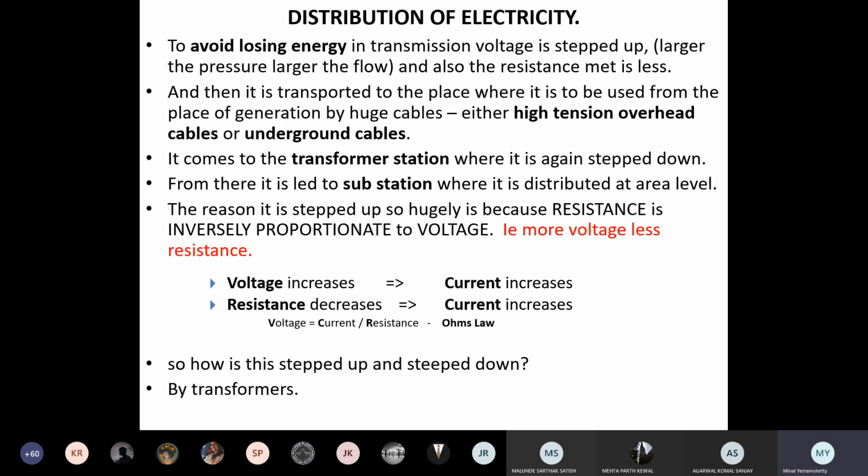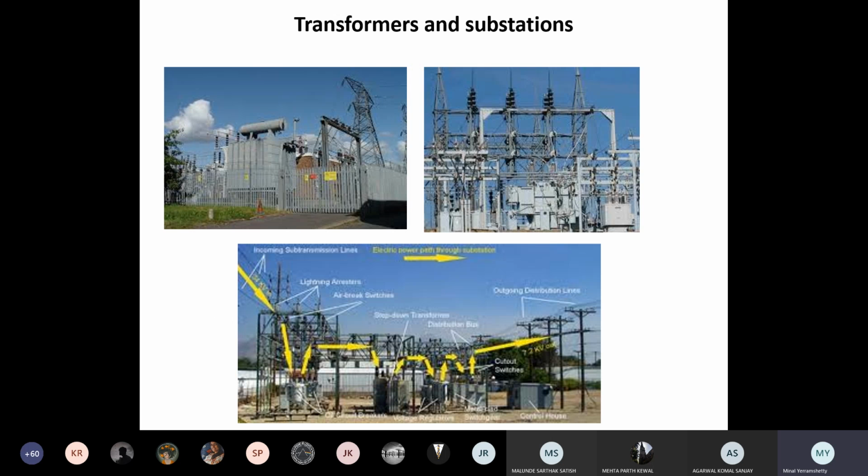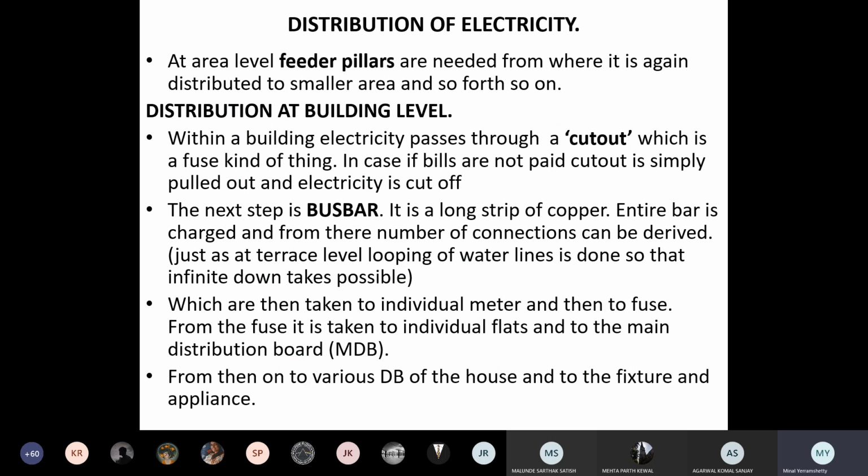So we talked about transformer station, we talked about substation. Do I need to go into that detail? If yes, please tell me so that I'll go back into the detail. Otherwise, I'll start from the distribution. Please, someone respond. Okay, so I assume you understand what a transformer is, okay?